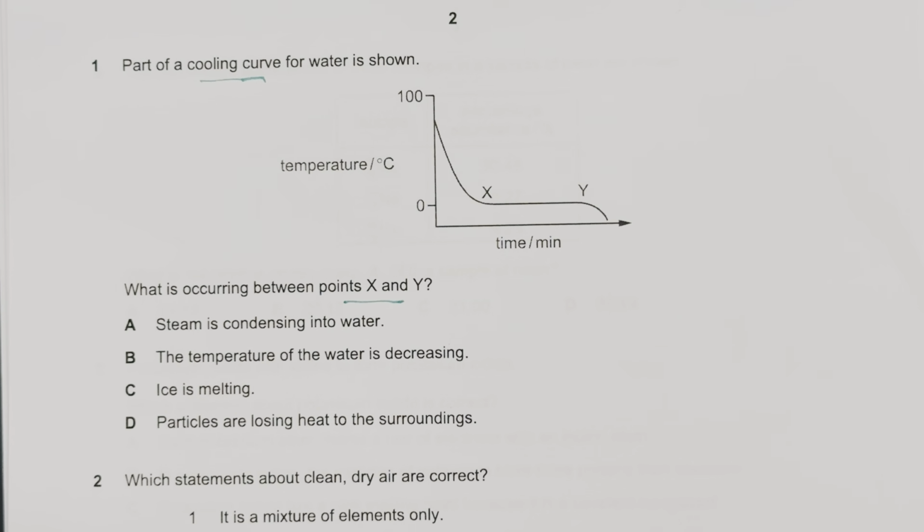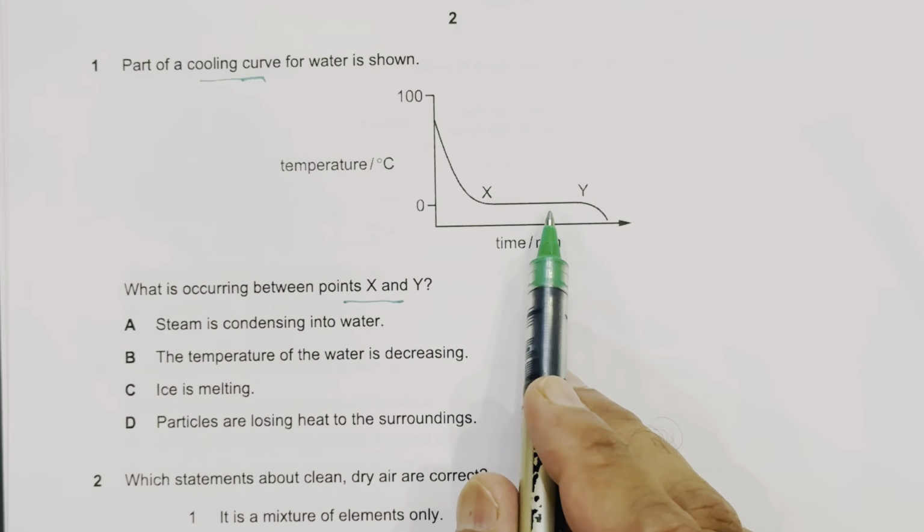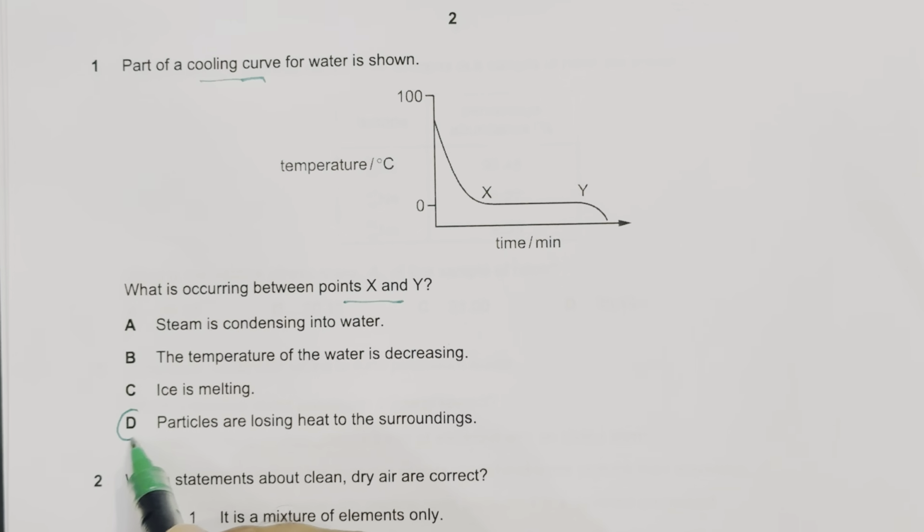Particles are losing heat to the surroundings. This is the right option because particles are losing heat to change their physical state. So that's why we're going to select option number D for question number 1.